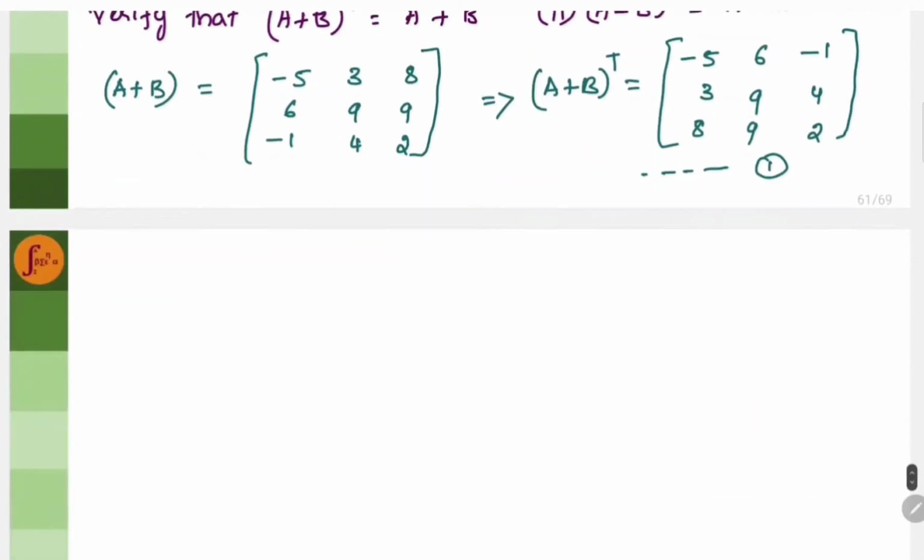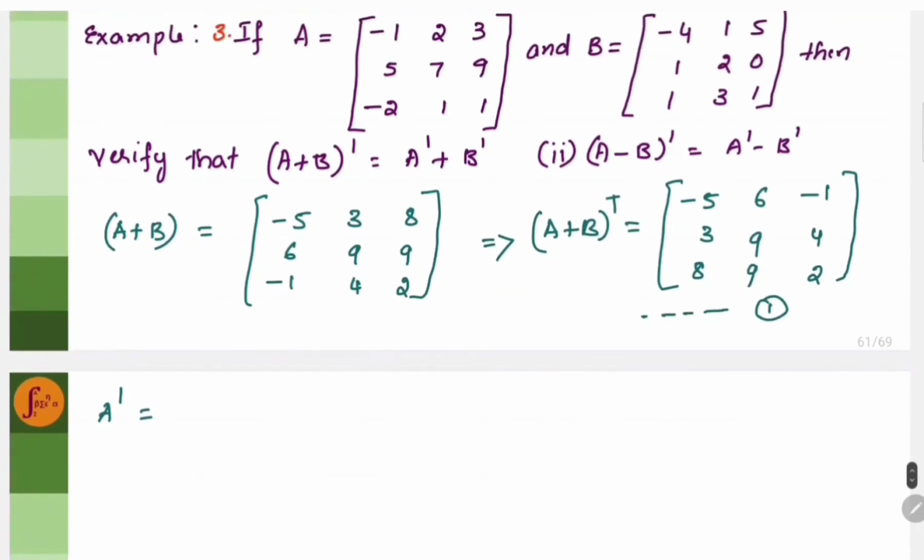So let's take A transpose. What is A transpose? This is the A matrix. The transpose of this is: take the first row, minus 1, 2, 3, and write it as a column. The second row, 5, 7, 9, I'm writing as a column. The third row, minus 2, 1, 1, I'll write as the third column. So now I've got the transpose of A.